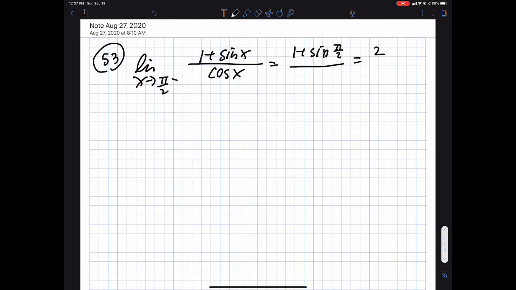Now the bottom, we know that cosine is also continuous. That's given the theorem. But the cosine of pi over 2 comes out to be 0. Now, you should know this from section 2.4. That, by definition, we're going to say is infinite. So the answer is going to be infinite.